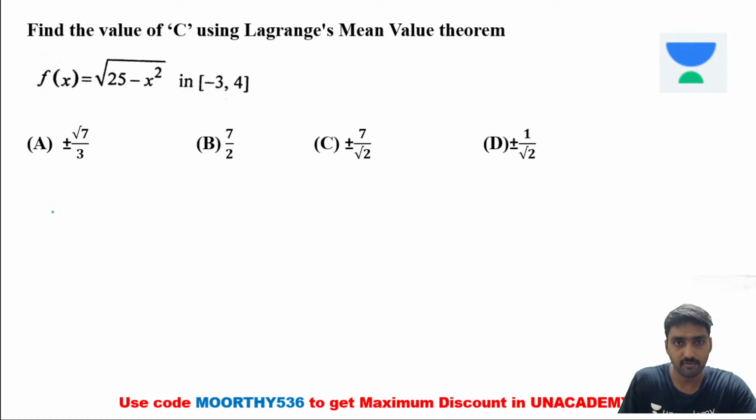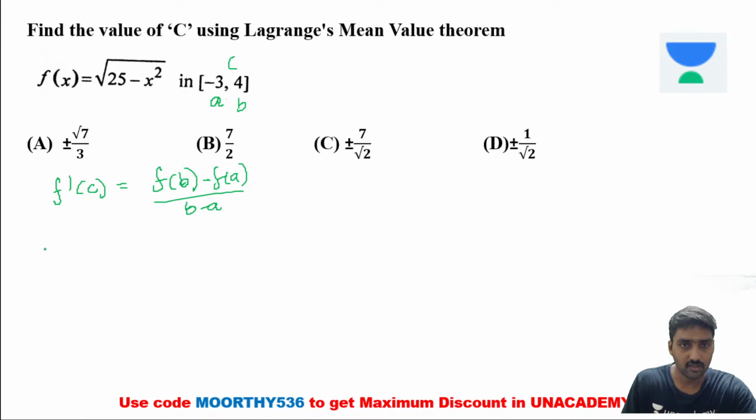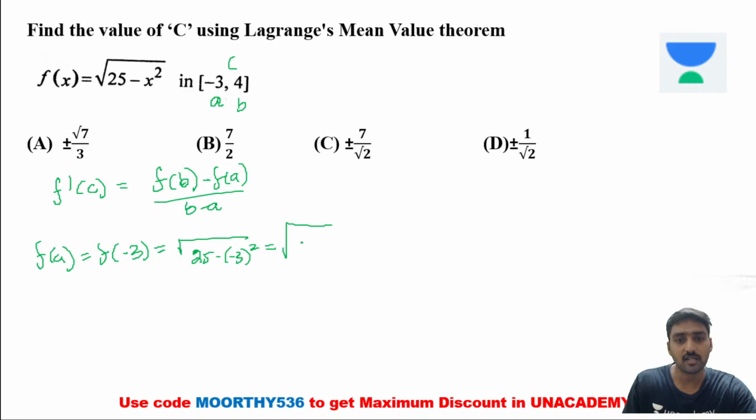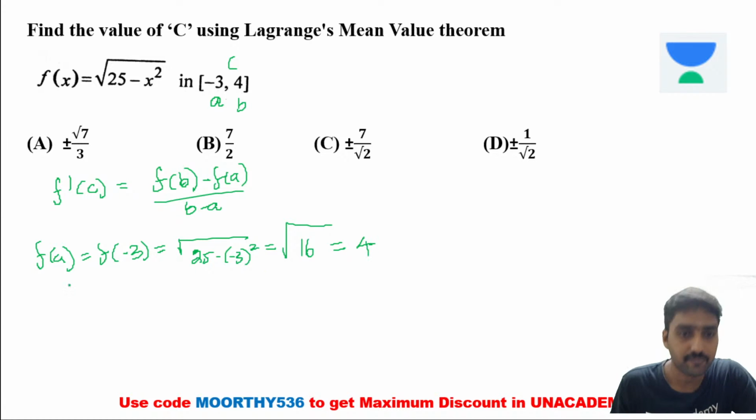Now, again, same formula. We need to use A, B, and identify the intermediate point C. Now f dash of C is equal to, by Lagrange's mean value theorem, f of B minus f of A, the whole divided by B minus A. Now f of A is f of minus 3, which is root of 25 minus 3 the whole square, which is 25 minus 9, that is 16. Root of 16 is 4. Actually it's plus or minus 4, but we are going to take the value as 4.